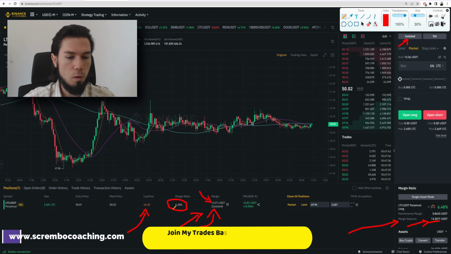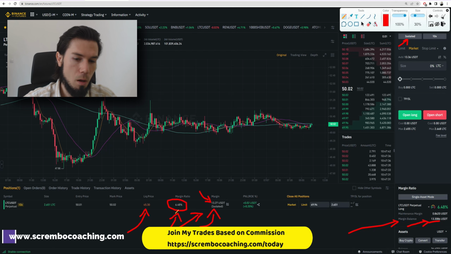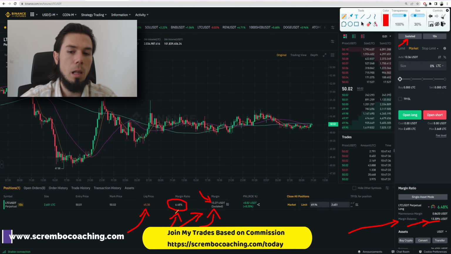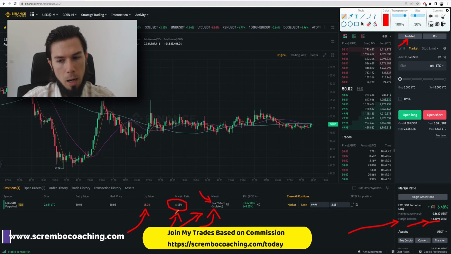If we are going in loss, margin ratio is increasing, right? And it's getting closer and closer to 100% utilization, which means liquidation, right? So the closer it is to 100%, the closer liquidation appears.